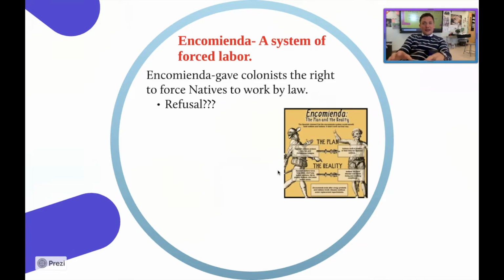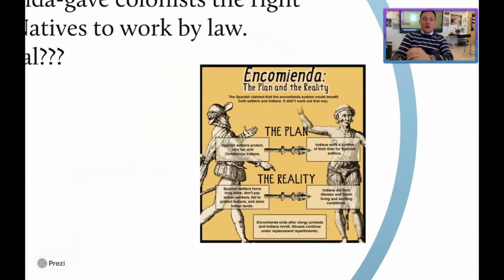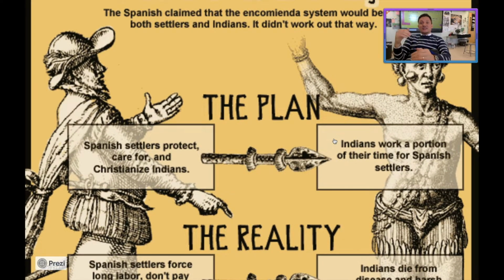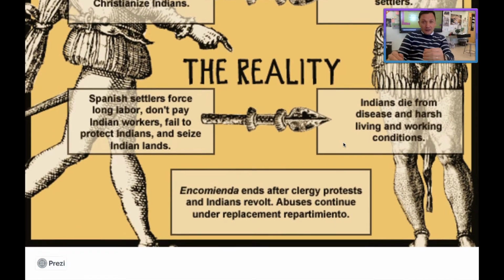And this little thing right here that you don't need to write down, because if you understand it, you don't need to write it down. But the plan for the Encomienda was that Spanish would be like, oh, well, we're going to settle there, protect, care for, and Christianize the natives, and the natives will only work a part of their day in exchange for us helping them. But in reality, what was actually happening is that Spanish settlers forced long labor, didn't pay the Native American workers, failed to protect them, and seized their land when they would die, right?